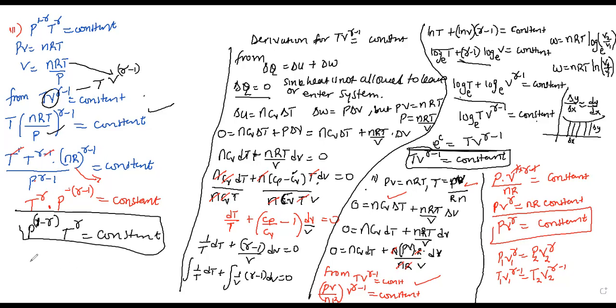So that means P1 power 1 minus gamma, and it's T1 power gamma, equal to P2 power 1 minus gamma, and it's T2 power gamma.